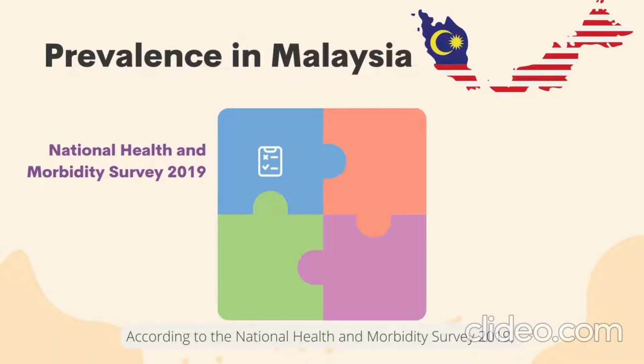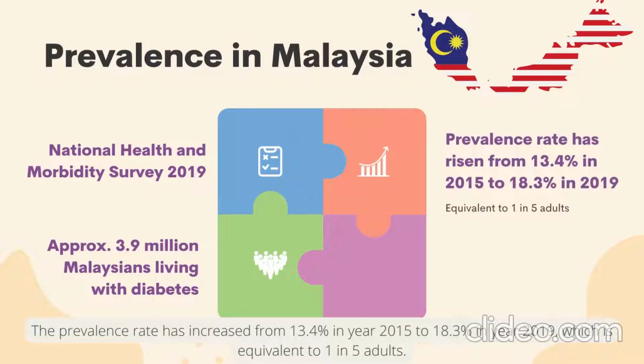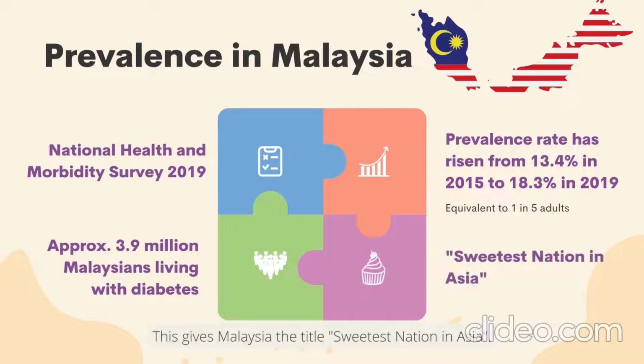According to the National Health and Morbidity Survey 2019, approximately 3.9 million Malaysians are living with diabetes. The prevalence rate has increased from 13.4% in 2015 to 18.3% in 2019, which is equivalent to 1 in 5 adults. This gives Malaysia the title Sweetest Nation in Asia.